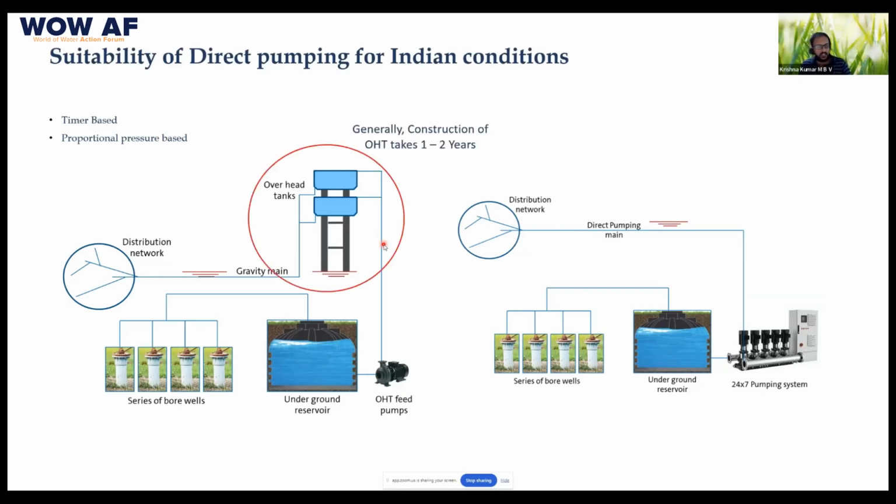Eradicating the overhead tanks completely is a big advantage, because for constructing them you will need at least 1 to 2 years based on the fund availability, contractor, and all those things. And project timeline, contractor litigations, many things are there. So here you are completely omitting that. Maybe in 4 to 5 months you can get the pumps ready, and you can fit them in the system and supply water for the existing ones. So this is one advantage.